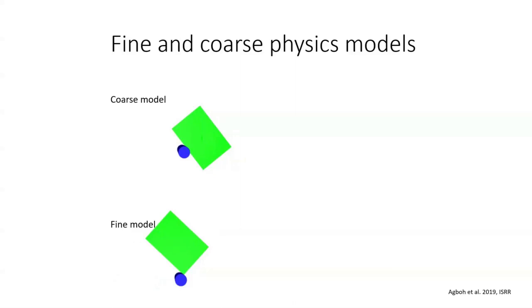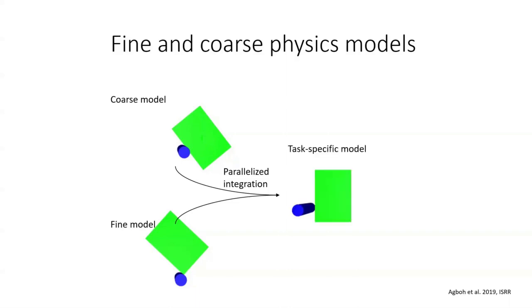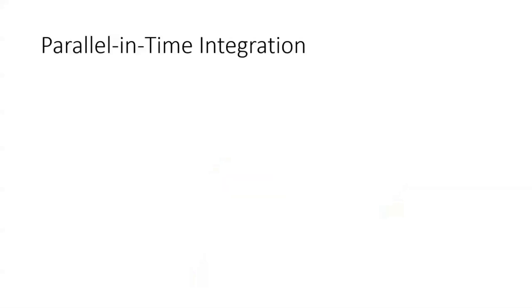Now, the method that we looked at takes these two predictions and merges them together through what is called parallelized integration to get a task-specific model, like I mentioned, which is not as accurate as the fine model, but is much cheaper. It will, for example, predict that the box will be moving like this, but at much cheaper expense. How do we merge the coarse model and the fine model together? We achieve this through parallelization. Just to give a little hint of how this algorithm works.